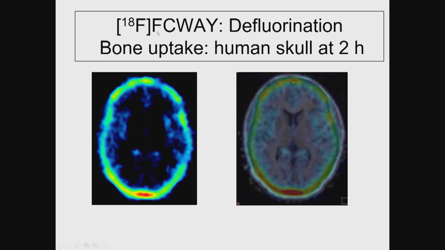This radioligand, FC-Way, is one that was developed at NIH, and it labels a particular type of serotonin receptor in the brain. But at 2 hours after injection, the vast majority of uptake is just in the bone, the skull, surrounding the brain, but very little uptake in the brain. And the reason for that is that FC-Way is relatively rapidly metabolized. It's defluorinated so that you end up with F18 fluoride ion, and, as I showed you previously in that rat study, taken up into the bone, including into the skull.